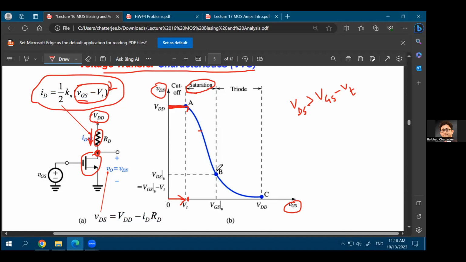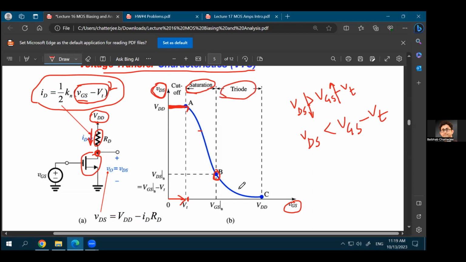Now, eventually you will reach a point as your VDS is reducing. So remember that this is your VDS, and as your VDS is reducing, and of course your VGS is increasing, eventually there will be a point when your VDS will become less than VGS minus VT. At that point, you will enter the triode region.